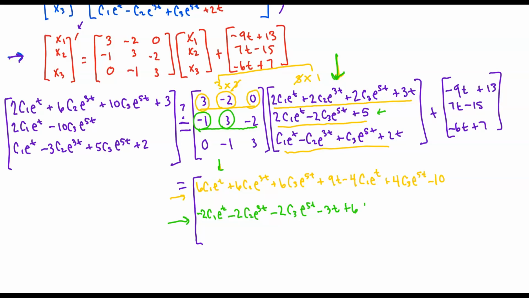We get 6c sub 1 e to the t minus 6c sub 3 e to the 5t plus 15. Finally, the last entry in row 2 times the last entry in column 1. We have minus 2c sub 1 e to the t plus 2c sub 2 e to the 3t, running out of room, minus 2c sub 3 e to the 5t minus 4t. And then in our last spot here, we're going to take the entries of row 3 times the entries of column 1.